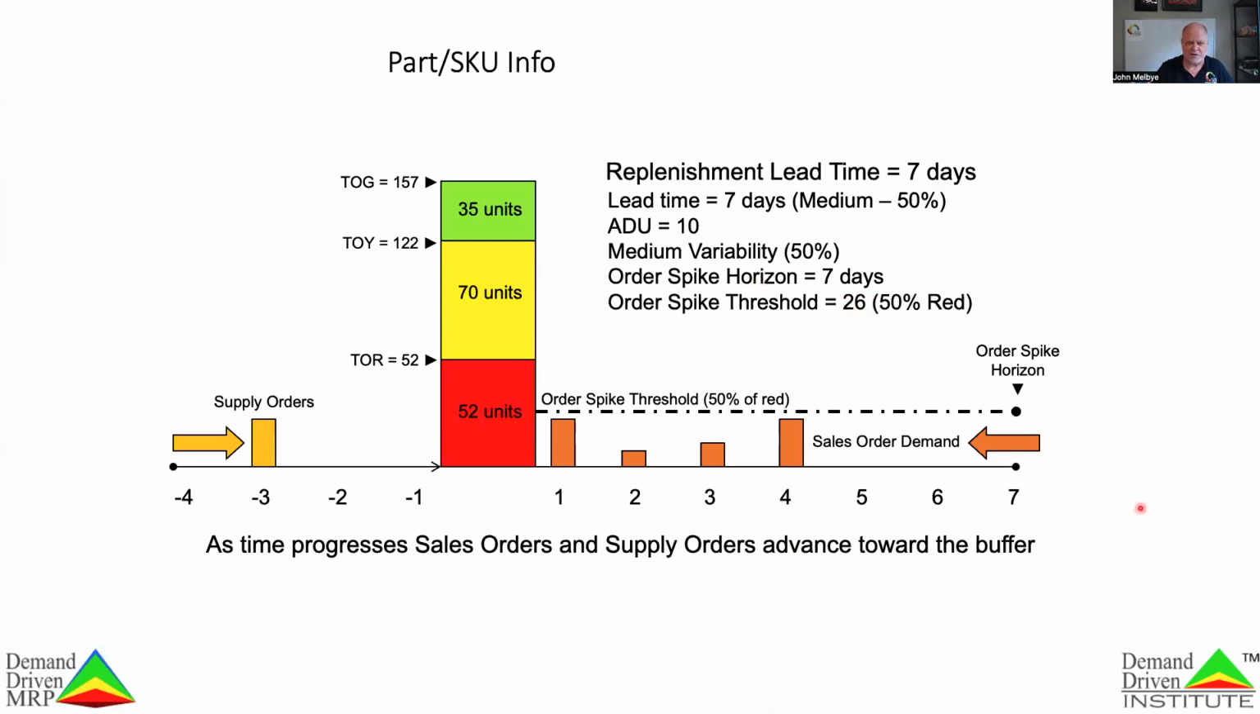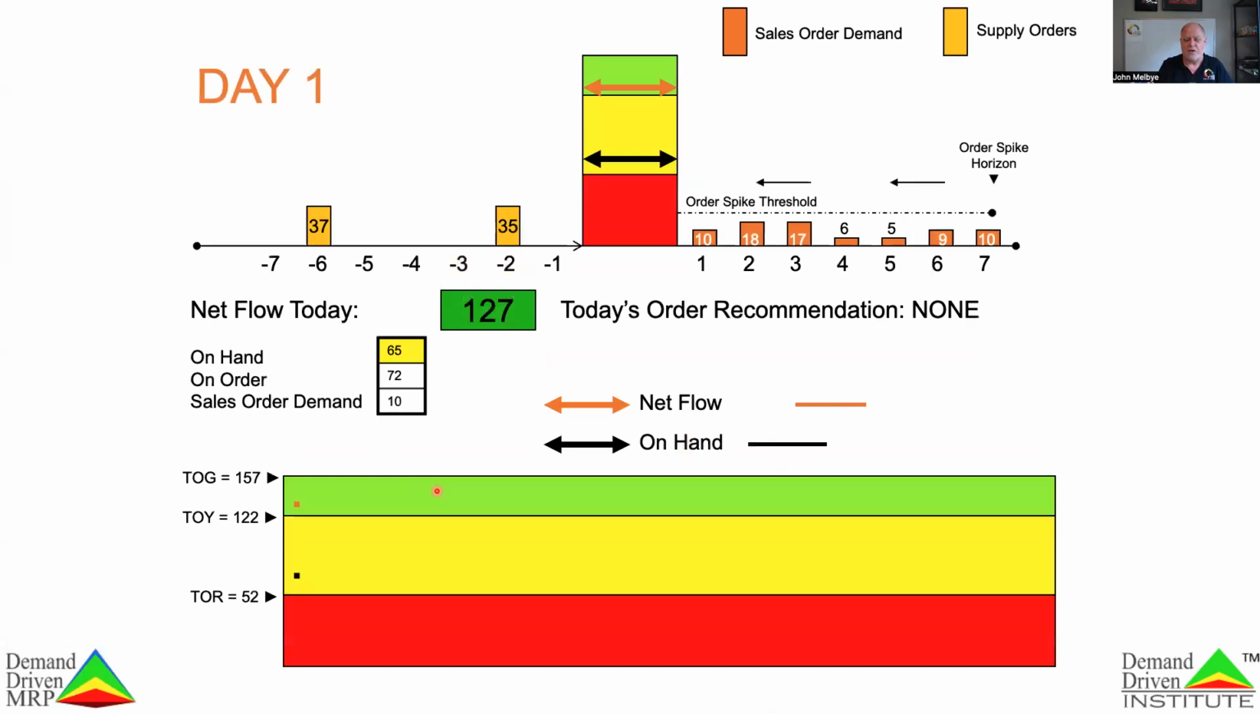So as time progresses, we're going to see today is our buffer. And the supply orders are going to move in from one side. The sales orders are going to ship out from the other. And so as I move to the next day, those orders are going to come in and we will evaluate our situation accordingly. So on day one, we have our buffer.